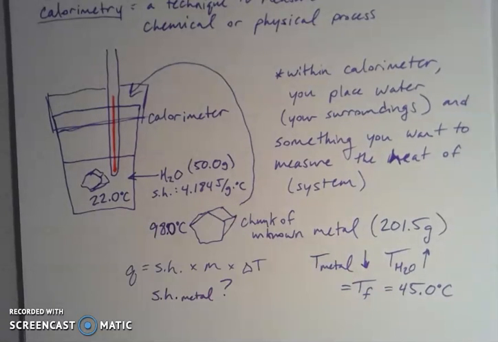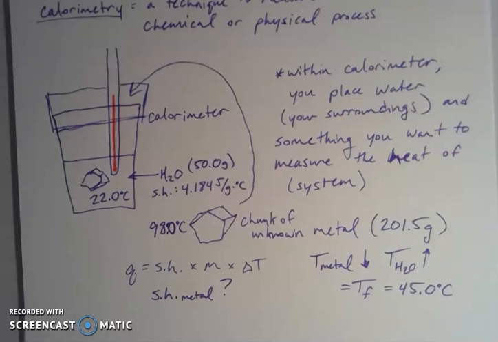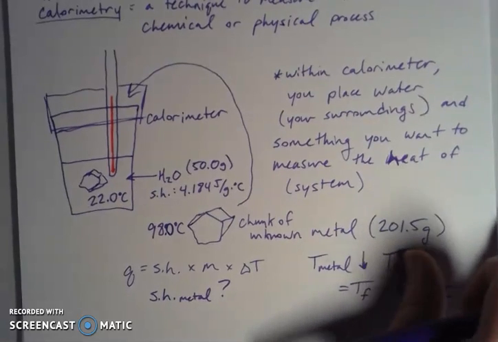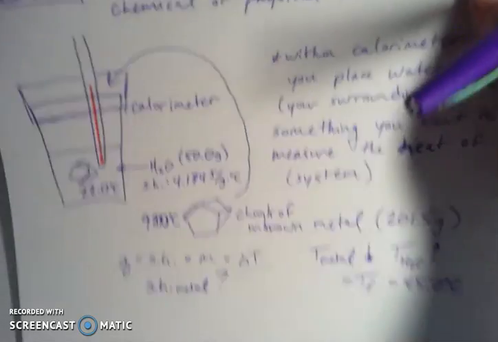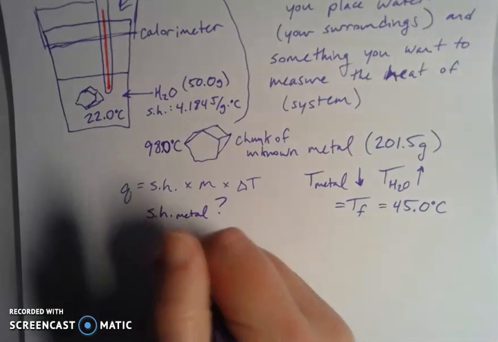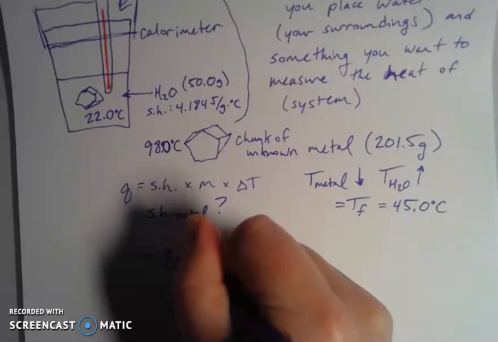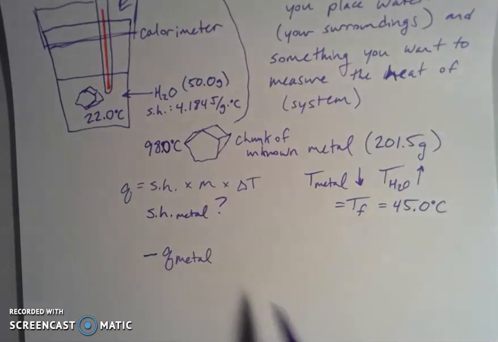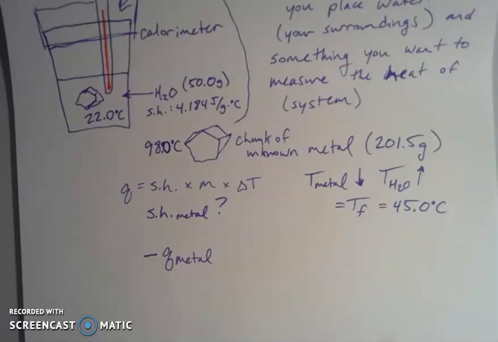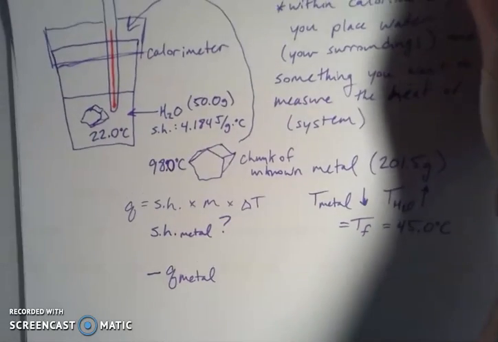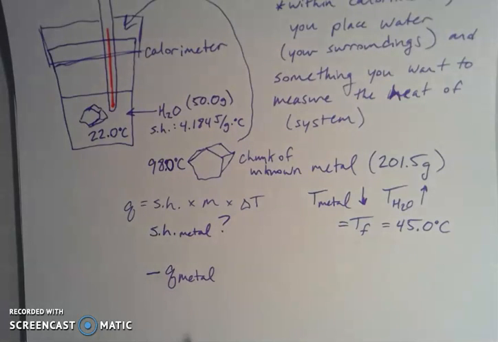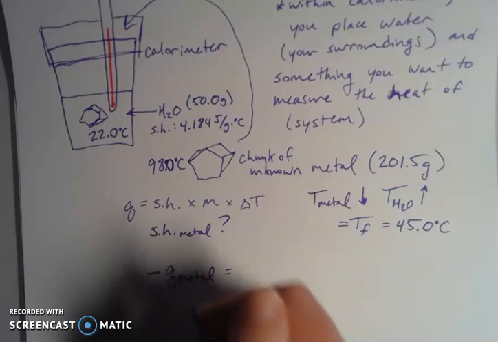So how would I go about finding that? Well, what I know is that if my water is my surroundings and my metal is my system, then my metal is getting cooler, and therefore the heat is coming off of it, right? So if we're thinking about this in thermodynamic terms, that heat from the metal is being released from the system into the surroundings. So in terms of convention, we would say that that's negative.